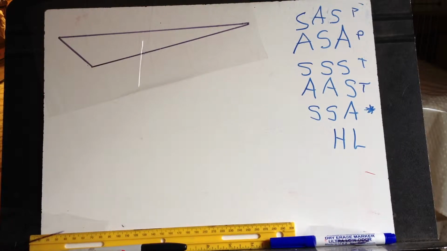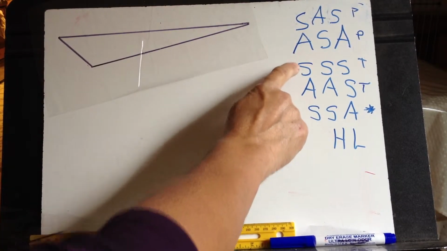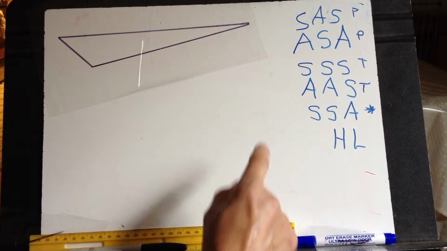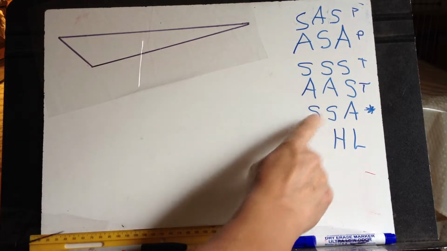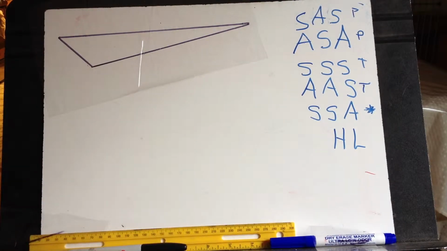Hello geometers, we're going to talk about the congruence postulates and theorems for triangles. We have the side angle side, the angle side angle, side side side, angle angle side, side side angle, which is neither a postulate nor a theorem. I'm going to show you why it doesn't work, and the hypotenuse-leg, which is only for right triangles. So let's look at the first one.